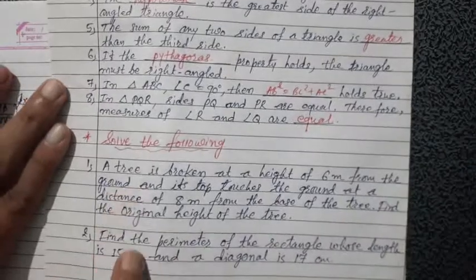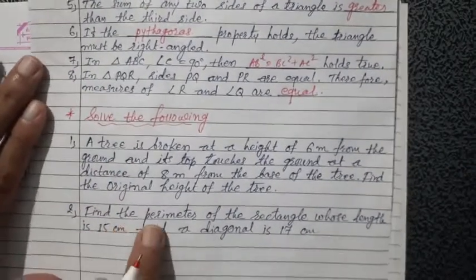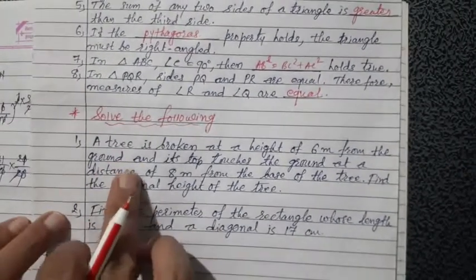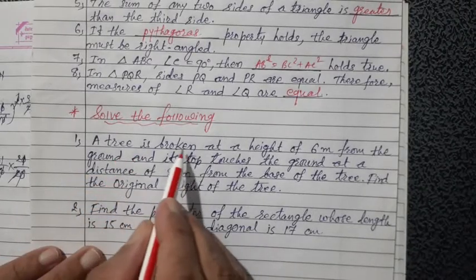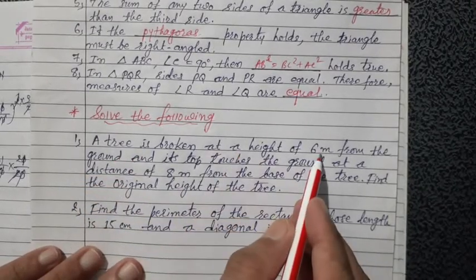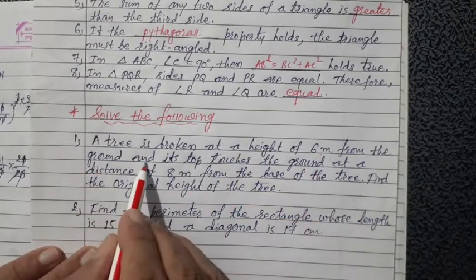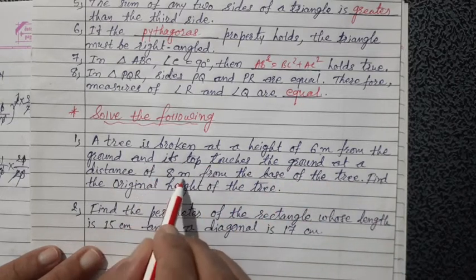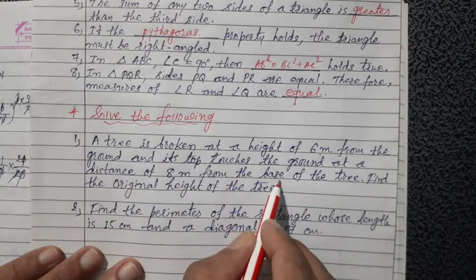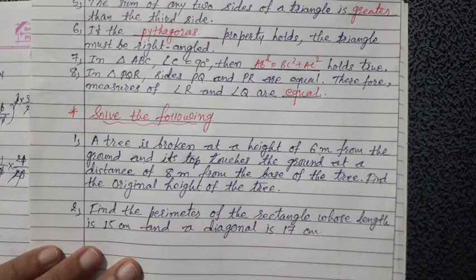Now here another sums are there. Look, solve the following. In that first one is there, a tree is broken at a height of 6 meter from the ground. Its top touches the ground at a distance of 8 meter from the base. Then find out the original height of that tree.